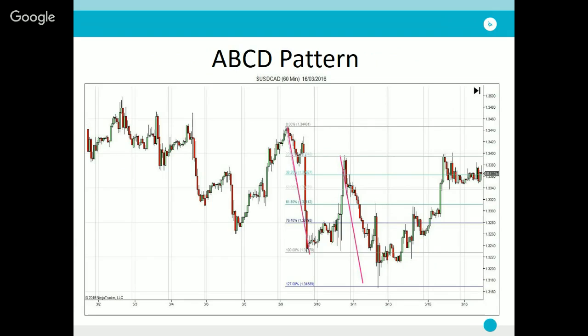Now, in terms of a target, generally traders will aim for the top of the BC leg, so this point here, or holding for the very top of the pattern. Again, because this pattern is a reversal pattern, so it's typically counter trend, it can be a little bit tricky sometimes if you're looking to hold price all the way back up to the start of the pattern.